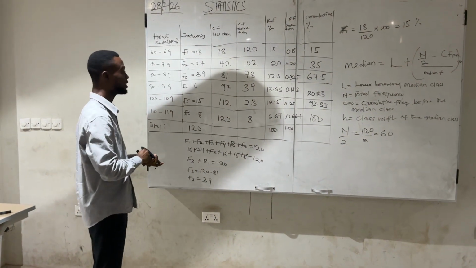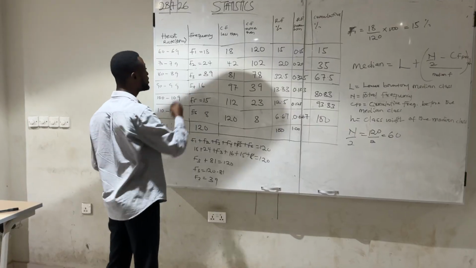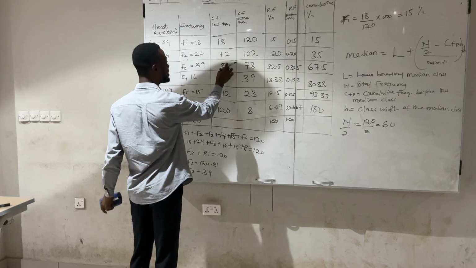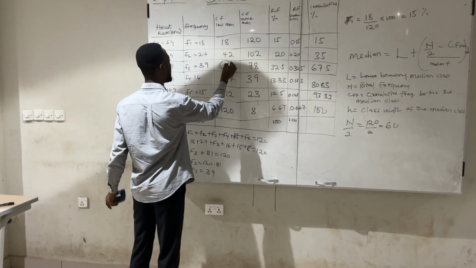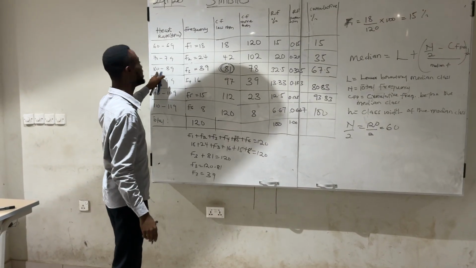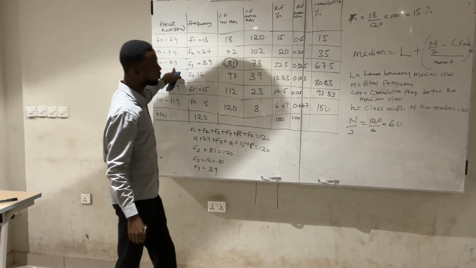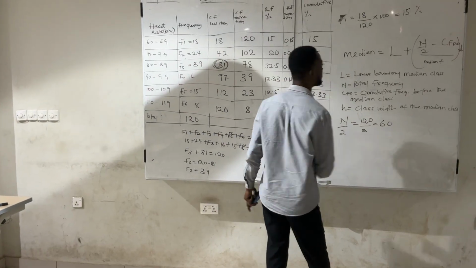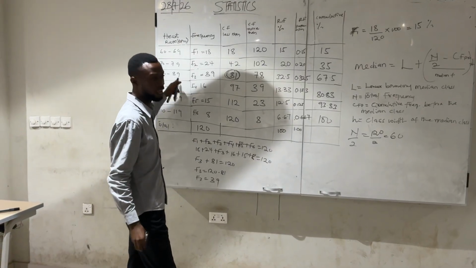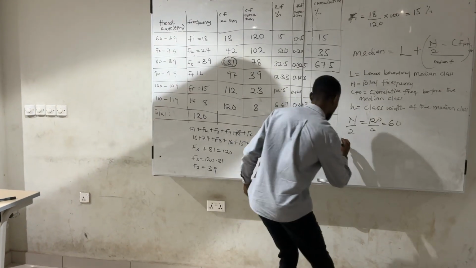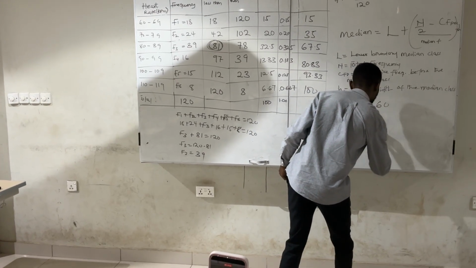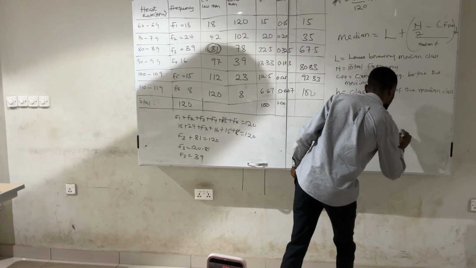on the CF, the cumulative frequency less than. Here is 42, so the 60th position is found in the class level between 80 to 89. Good. So therefore, you already know our median class. The median class is equal to 80 to 89, and you write it there.